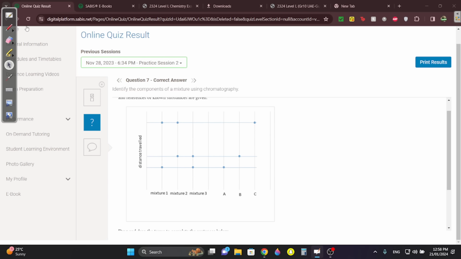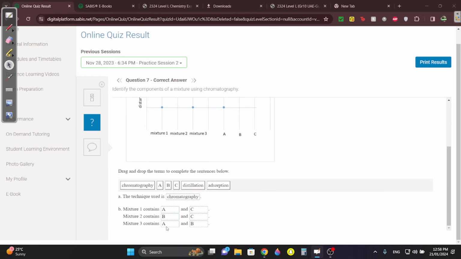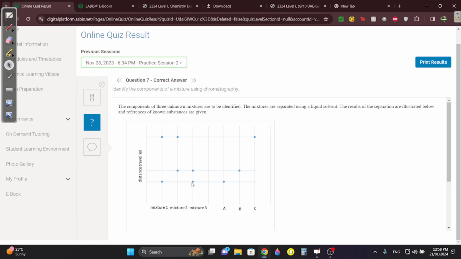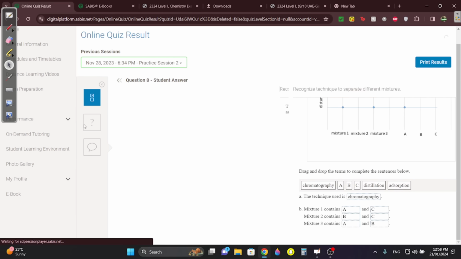Mixture two contains B and C because mixture two has a dot over here, which is in line with B, and a dot over here, which is in line with C. And then mixture three contains A and B. Mixture three has a dot over here, which is in line with A, and a dot over here, which is in line with B. That's it.